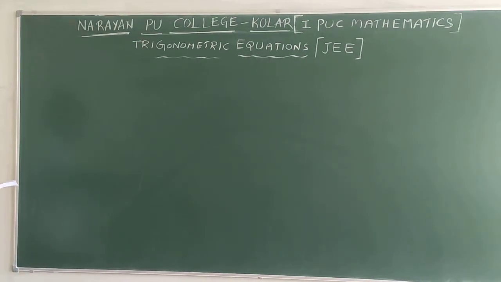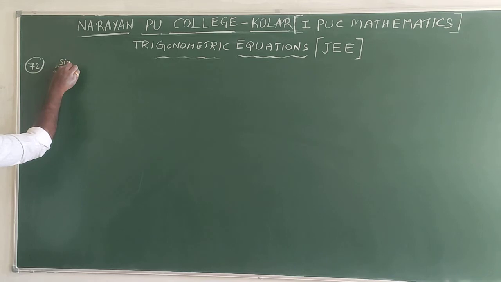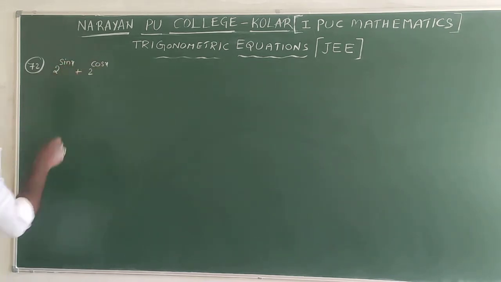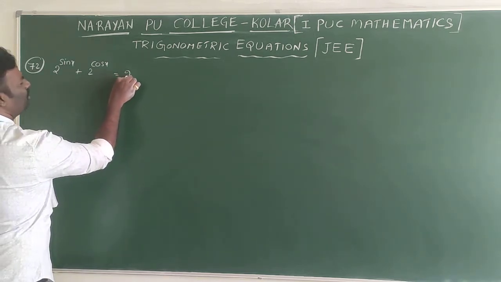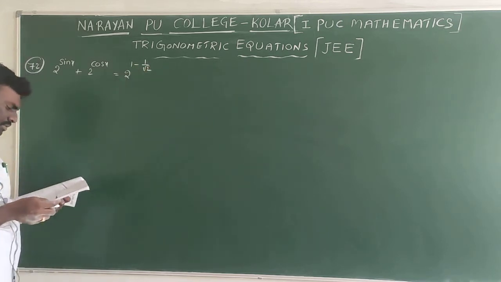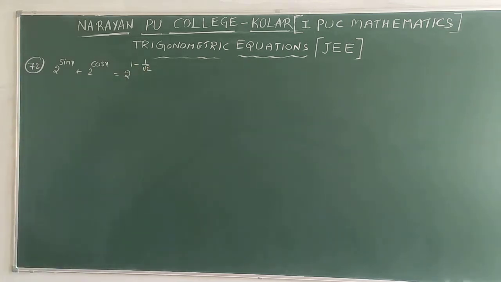Next, the last question in this exercise. 72. The most general solution of 2 power sin x plus 2 power cos x is equal to 2 power 1 minus 1 by root 2, and n belongs to z.